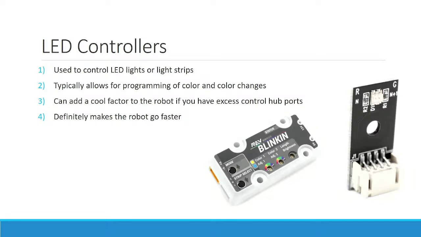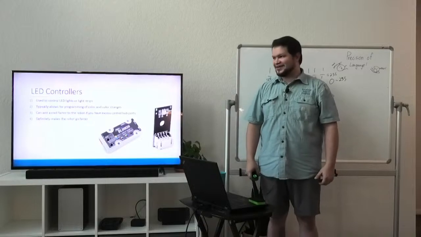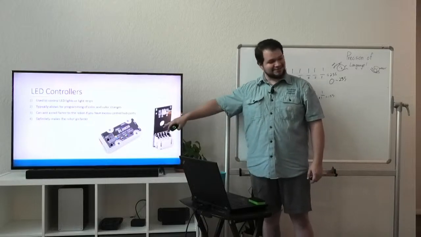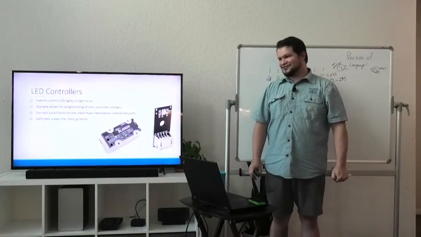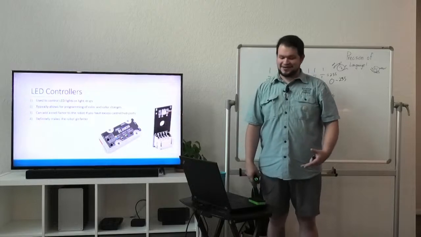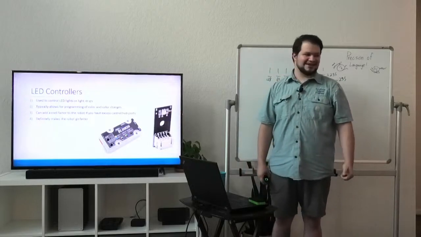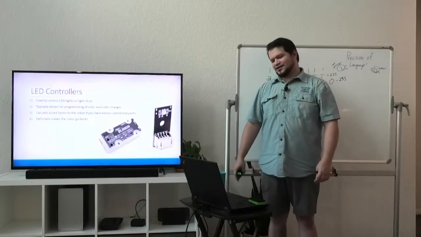Why would you want LEDs on your robot? Because they make the robot faster. That's exactly right. They make it look cool. RGB makes the robot go faster, just like computers. And I actually did put in here that line 3 is, it gives you a cool factor on your robot if you have the extra ports to do it. And 4 is it definitely makes the robot go faster. So that is correct. For those that aren't certain, it does add a cool factor typically, but it does not make your robot go faster. If anything, it can actually slow your robot down because it's using power, but LEDs are very low power.